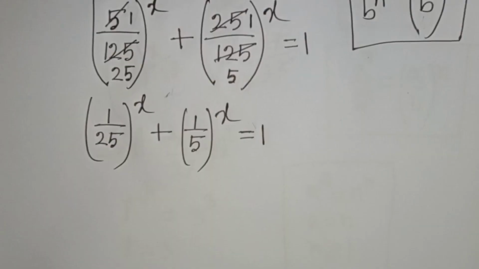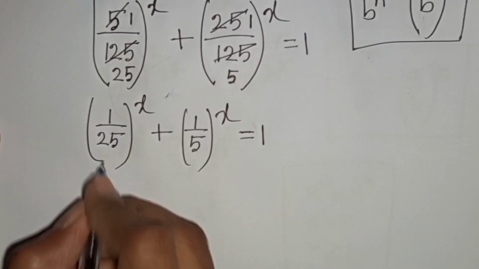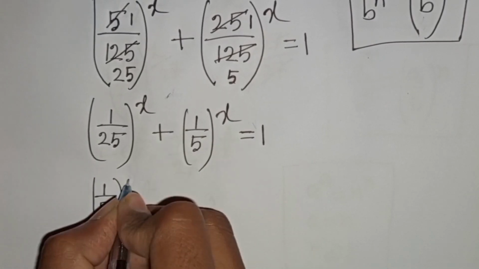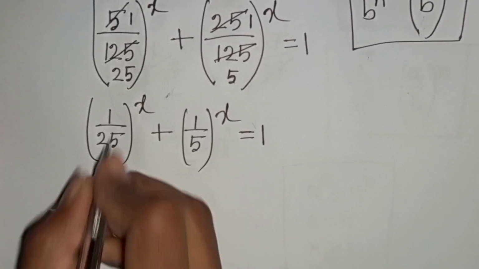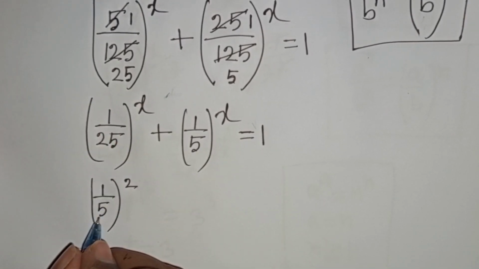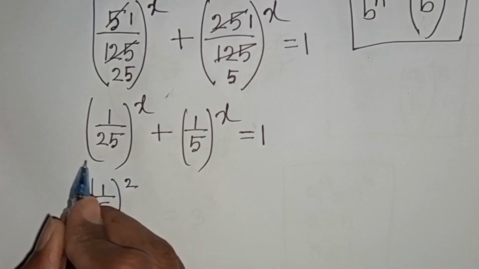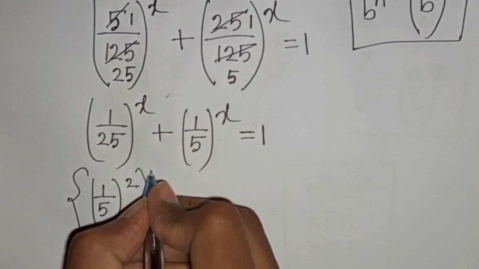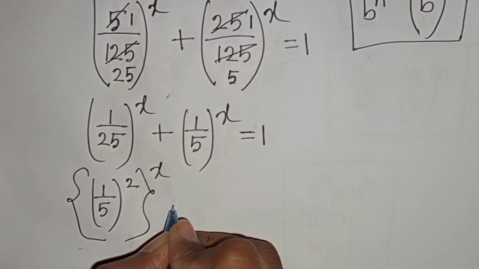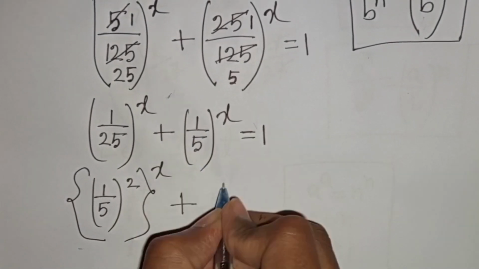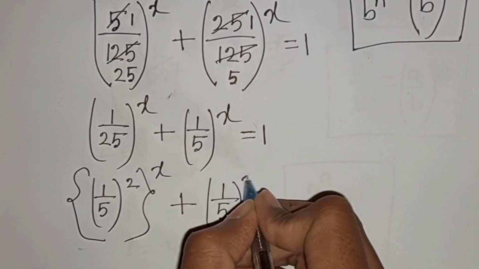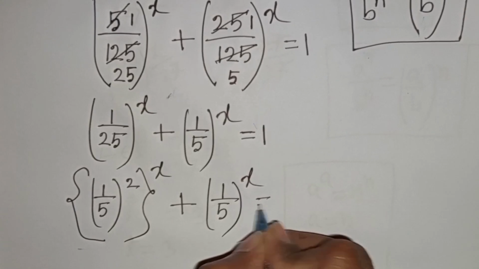Now 1 by 25 can be written as 1 by 5 bracket power 2. 5 squared is 25, so 1 over 5 square is the same as 1 over 25. Then this first bracket can be written as the second bracket, then power of x, plus 1 by 5 bracket power x is equal to 1.